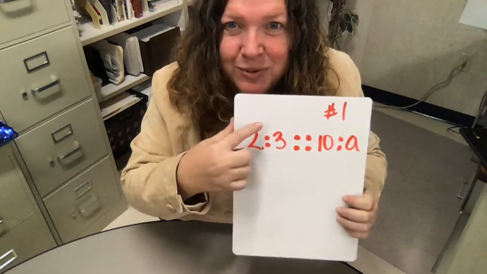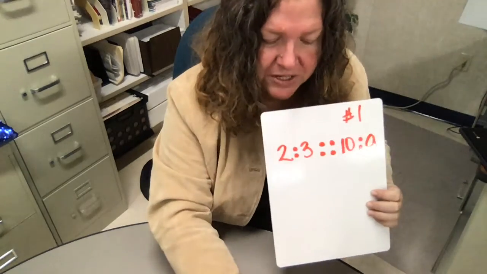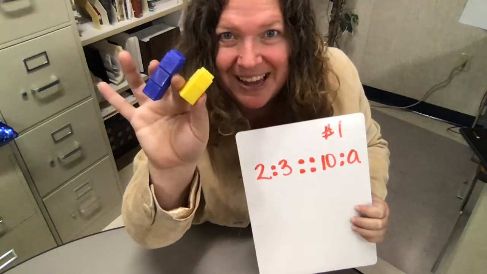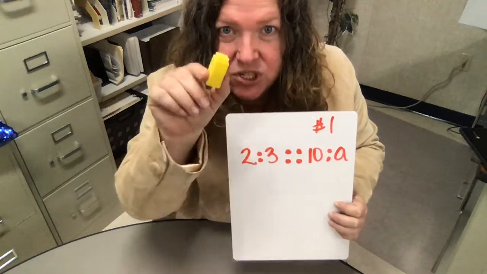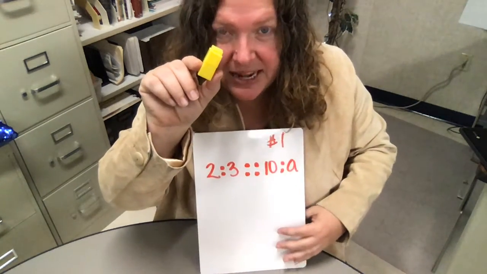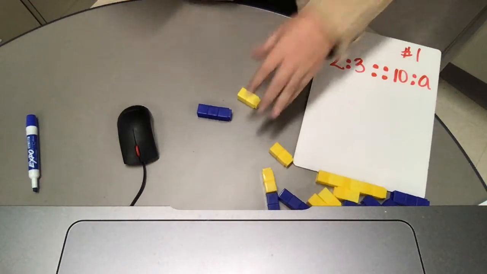All right, let's look at number 1. We're starting with the same numbers, 2 to 3 is equivalent to 10 to something. So we're going to start out with 2 to 3. You've already got it. There it is, 2 to 3. Now, we need to change this 2 into a 10. How are we going to do it? I'm going to tip my camera down here. How are we going to change that 2 into 10?